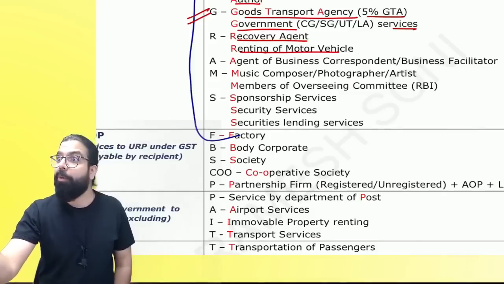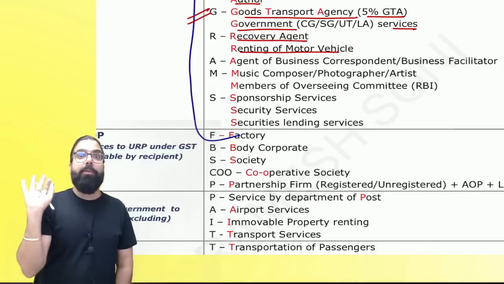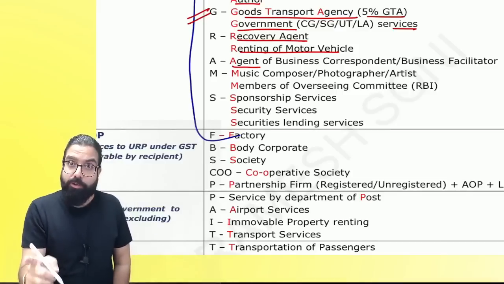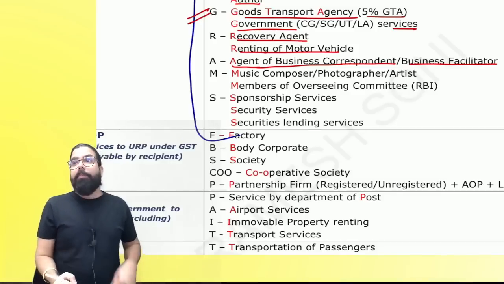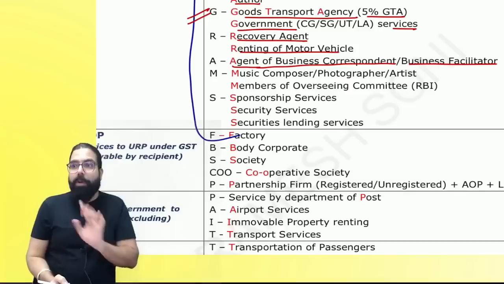If they ask you renting a motor vehicle, 100% they are trying to fool you. In these 5 points, 1 point will be missing. Can I go ahead, everyone? The next one over here is, because if I was setting the paper, I would have done that. So I'm telling you. Can I go ahead, everyone? Agent of a business correspondent or a business facilitator? Not agent of a business facilitator. Only business facilitator. Can I go ahead, everyone?